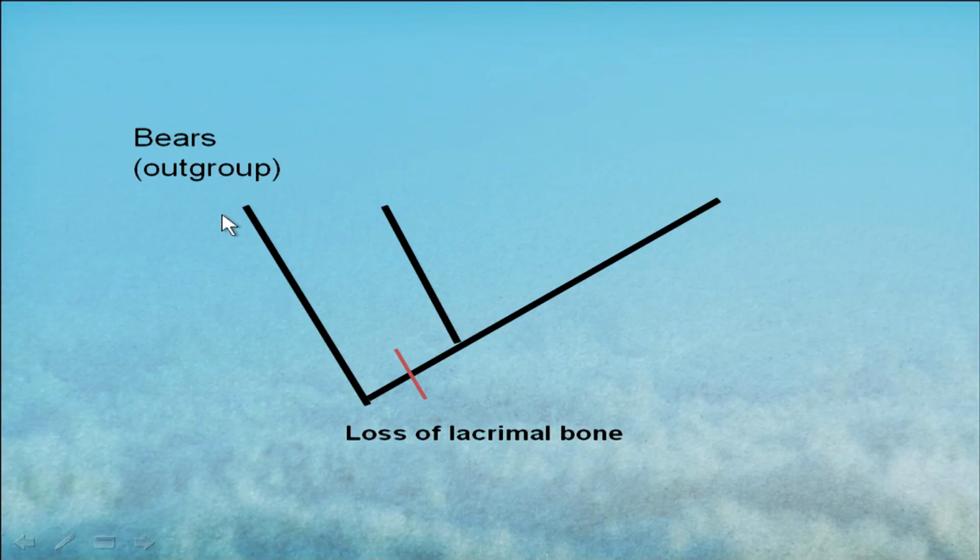So from there, let's go ahead and get started. When we draw our cladogram, you're first going to draw a really large check mark, and then you always put the outgroup, which in this case is the bears, in the left upper corner.